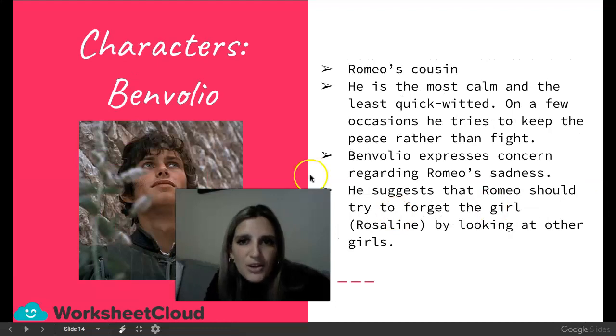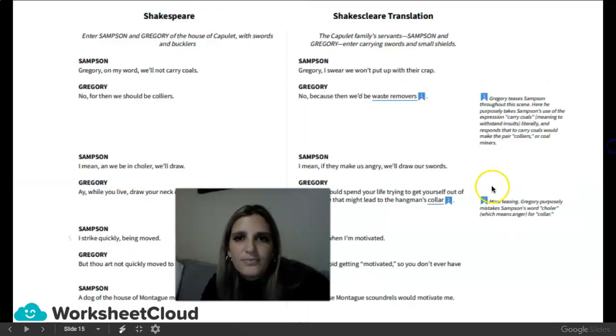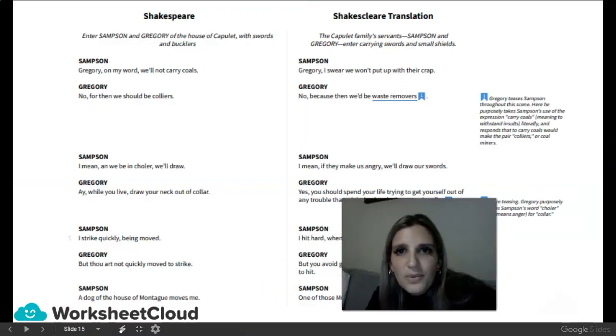Then Benvolio, that's Romeo's cousin. He is the most calm and the least quick-witted. On a few occasions, he tries to keep the peace rather than fight. Benvolio expresses concern regarding Romeo's sadness. So he's a genuine good friend and cousin. He suggests that Romeo should try to forget the girl by looking at other girls. This is just an example.